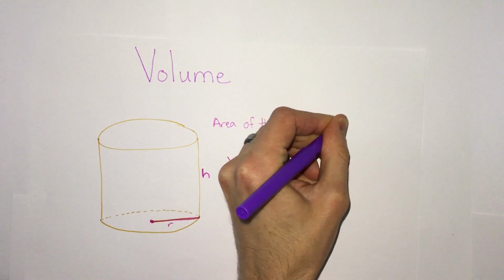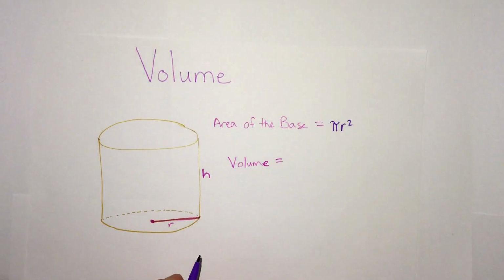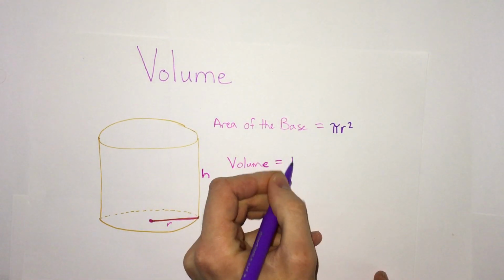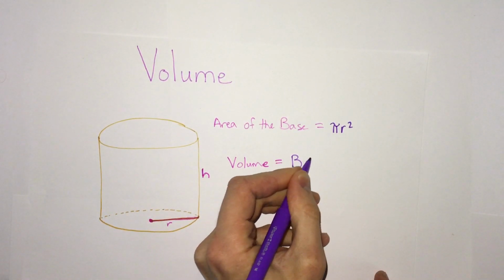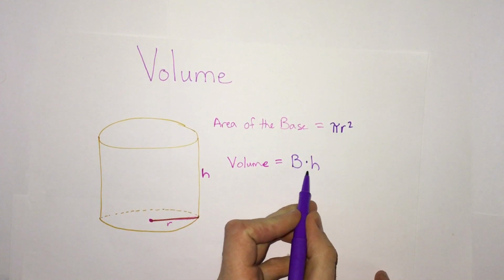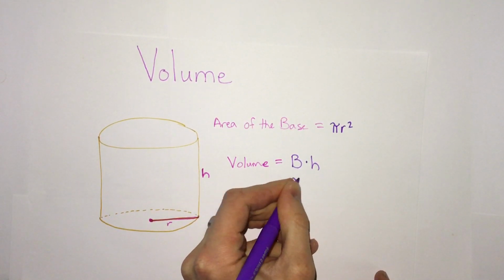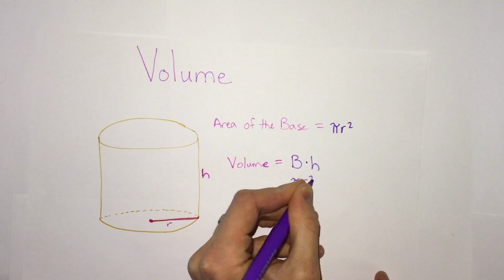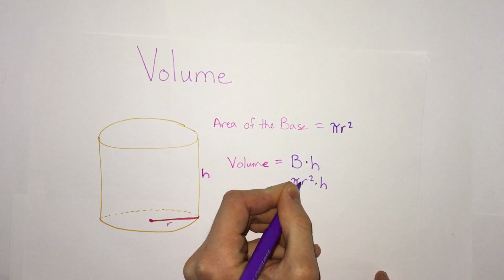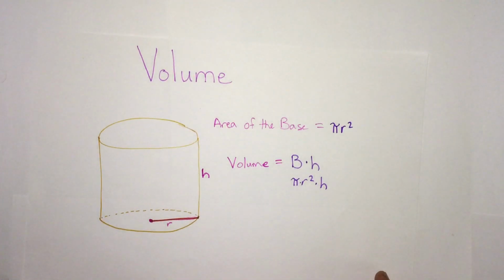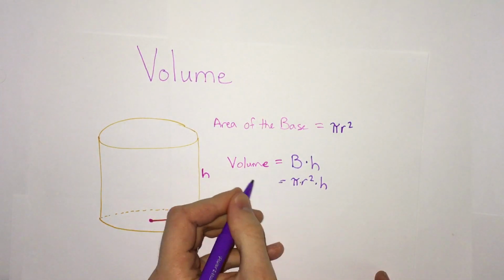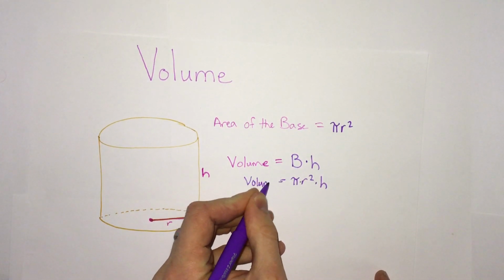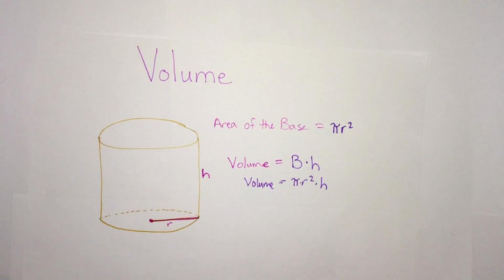We know the area of the base because it's a circle. A circle has an area of pi times r squared. Now volume is the area of the base times height, and if the area of the base is pi r squared, the volume is pi r squared times h, or pi times r squared times h. So that is the formula for volume.